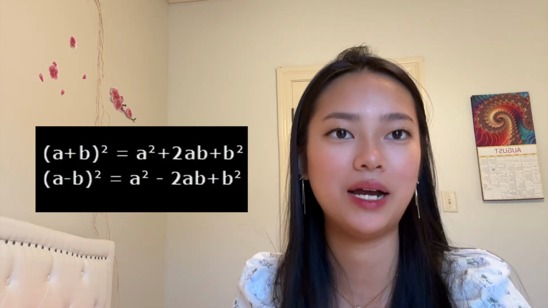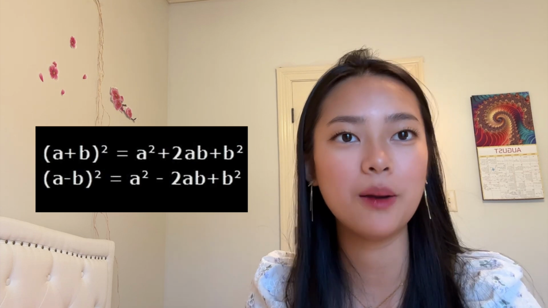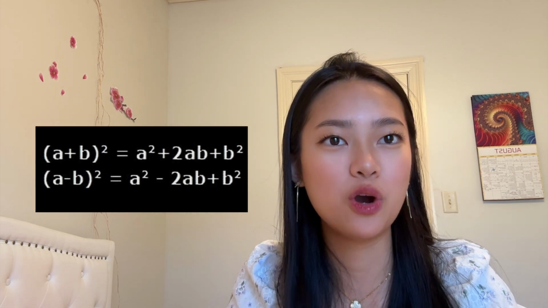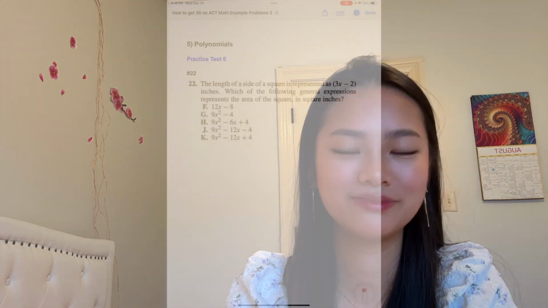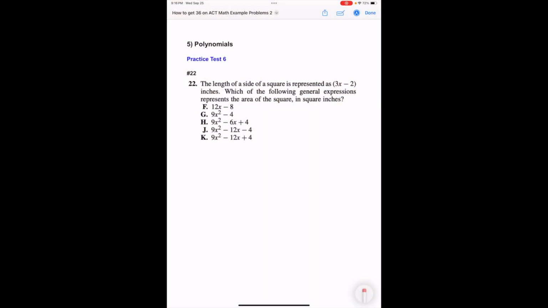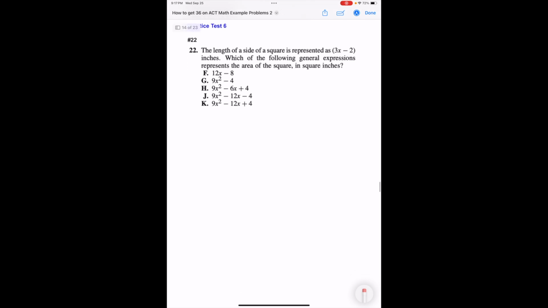And then also (a minus b) squared is equal to a squared minus 2ab plus b squared. These are two formulas that you absolutely need to know on the ACT. It makes your life so much easier than having to do multiplication like that. So here are a few problems that use that formula. Practice test 6, number 22, it states that the length of a side of a square is represented as 3x minus 2 inches. Which of the following expressions represents the area of the square in square inches?